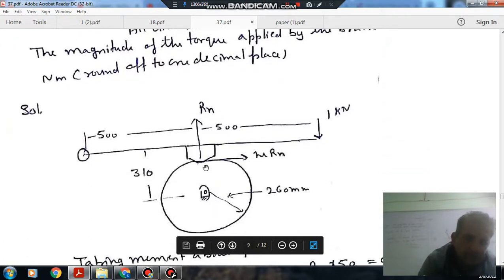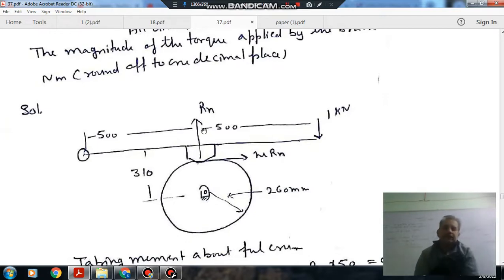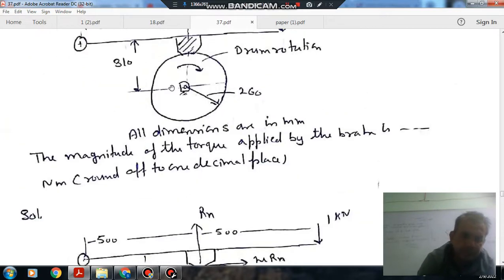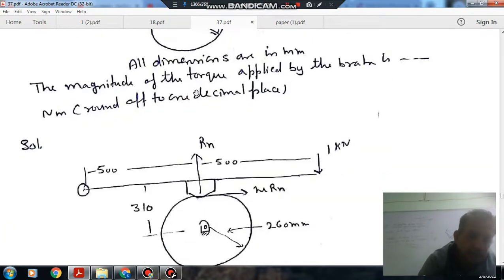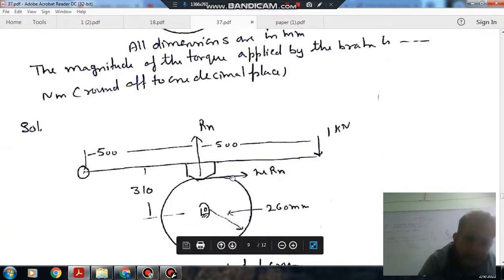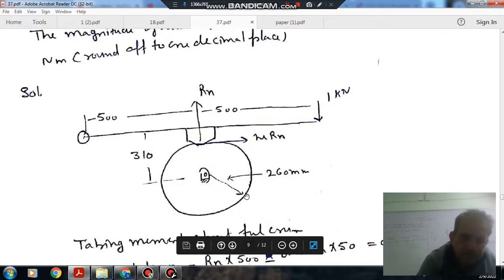Let us assume that Rn is the reaction. As the drum is rotating in a clockwise direction, the brake can be assumed to rotate in an anti-clockwise direction relative to the drum. So the force of friction acting on the brake is mu Rn, and this is the normal reaction on the brake. This is 310, this is 500, this is 1 kN, and the radius is 260.